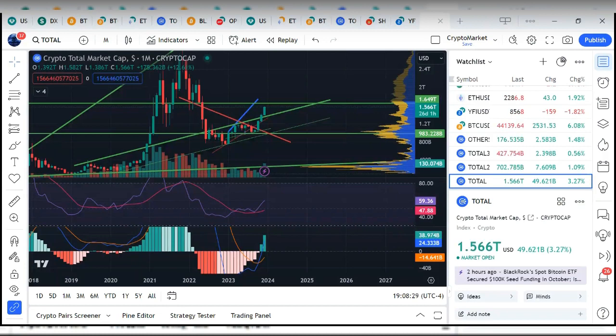And the RSI will look similar to the RSI on this chart, which is the indicator in the middle.